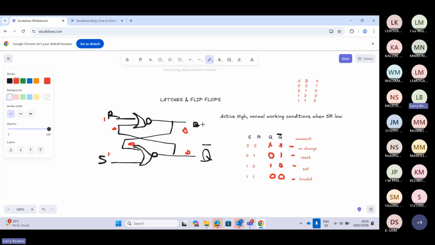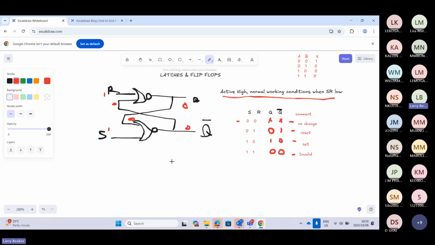The most important thing, remember, it's an active high SR latch, right? And the normal working conditions are low, right? You see, like here it is. When the inputs are low, what happened? When S and R are low, there's no change. It's a normal working condition. But when it's high, when it's 1, it's invalid, right? So remember these words. This is an active high SR latch.